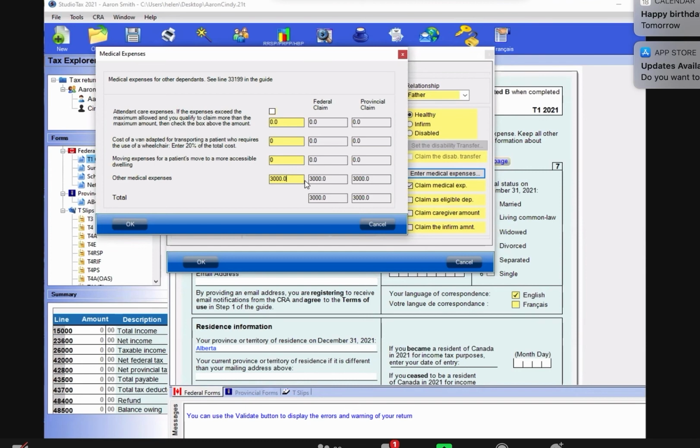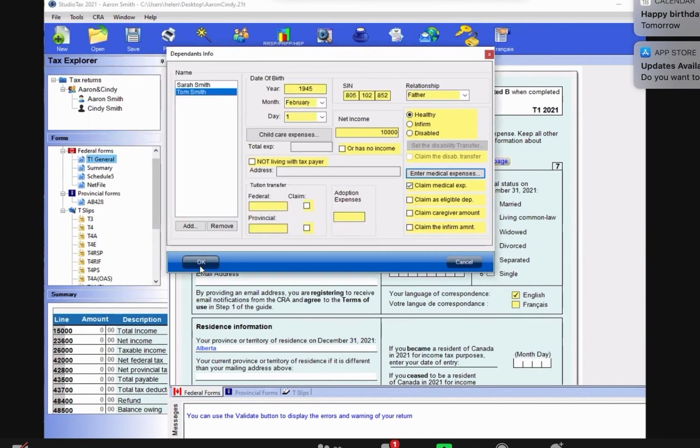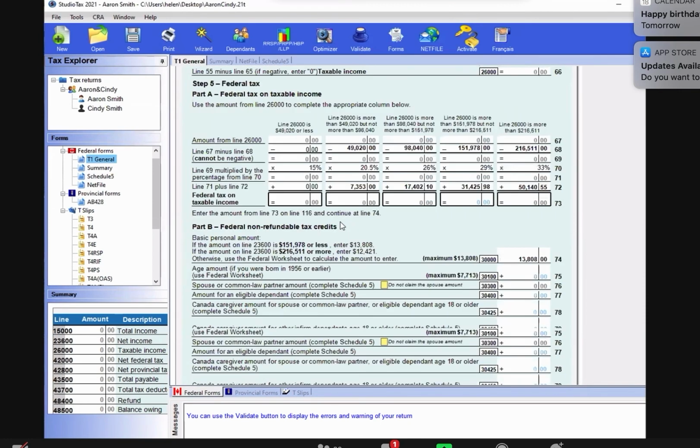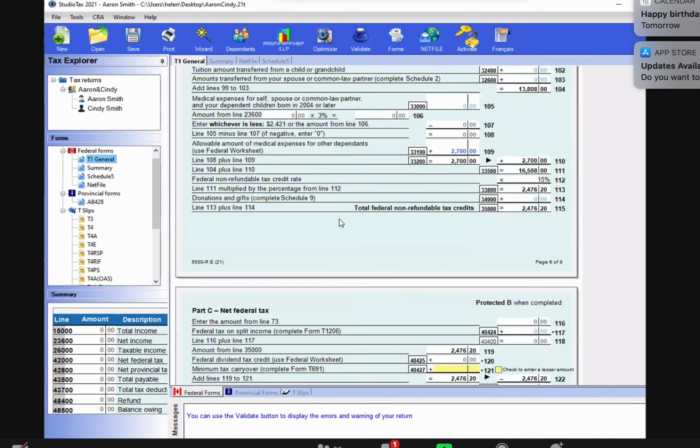In case CRA wants you to send it in, but you don't need to put detail here. So when you put it in, you see that's 3,000. That's 3,000 medical expenses. Okay, and then you click on it. You click on OK. Then you click on OK. You need to check every time if they're here. So 109, how much here? 109.